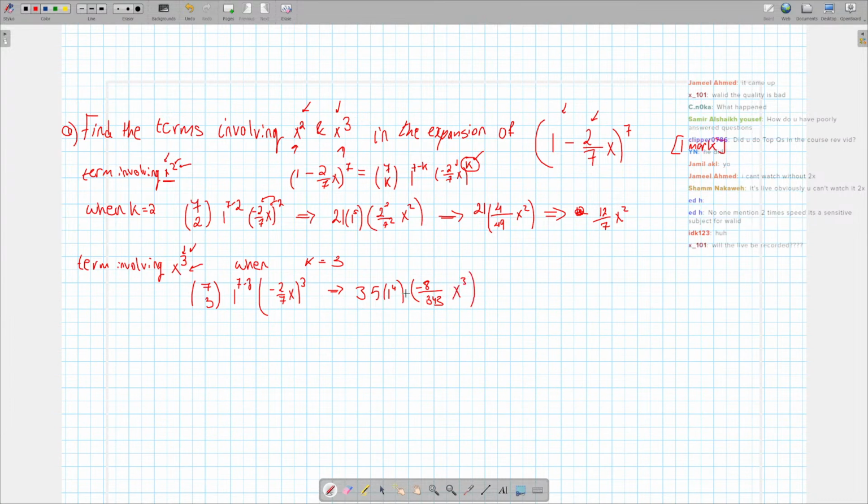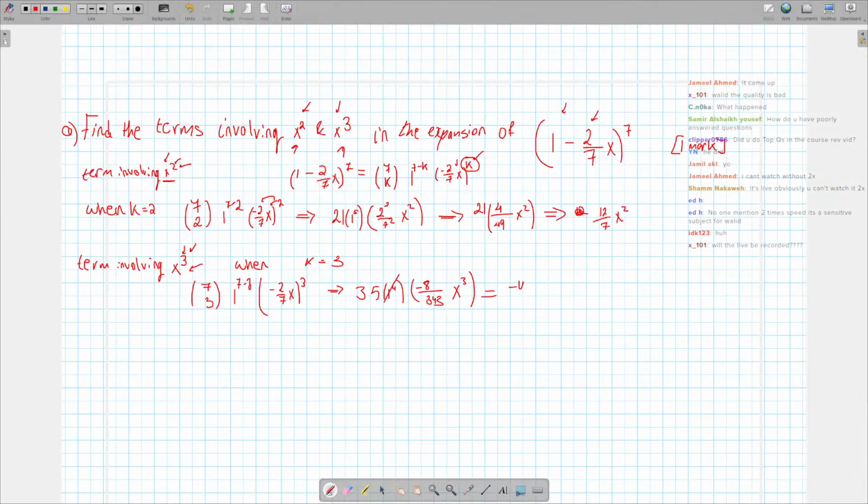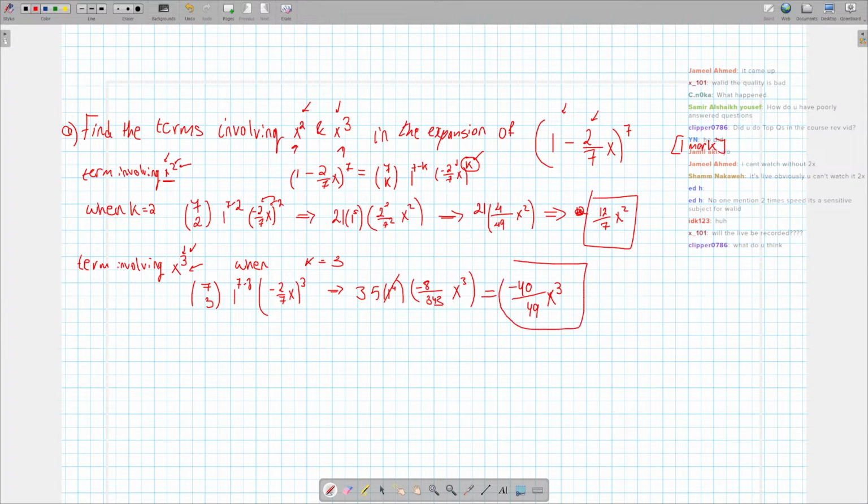Let's see, can we cancel anything? This 1 to the power of 4, we can just cancel it out. Now we multiply 35 times minus 8 over 343, which is minus 40 over 49 x cubed. So these are our terms involving x squared and x cubed. If you get this, you'll get full marks for part A.